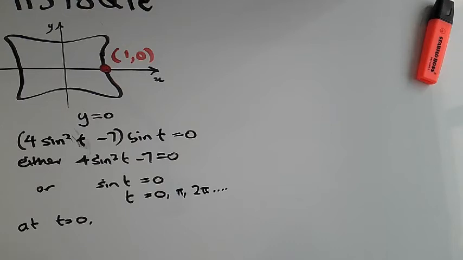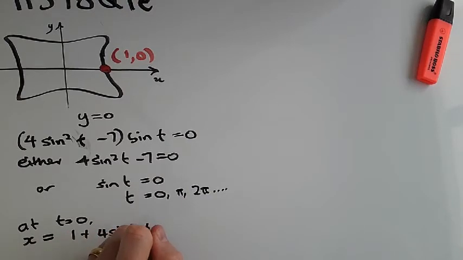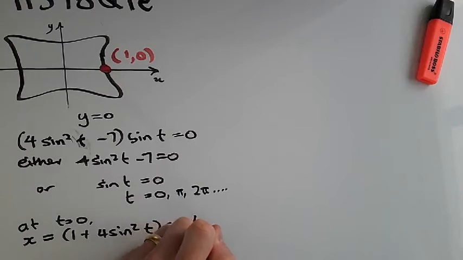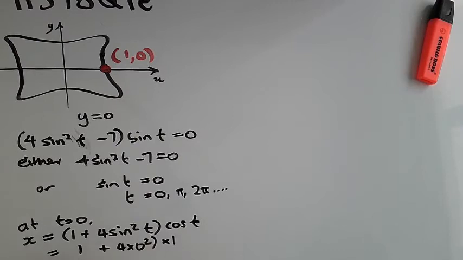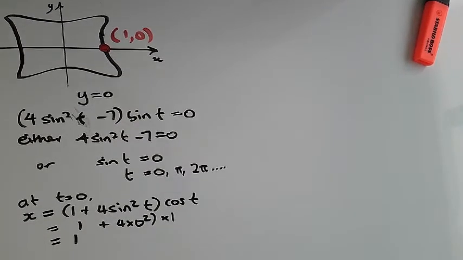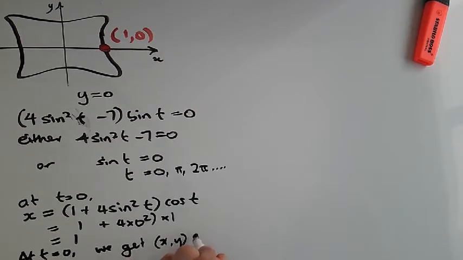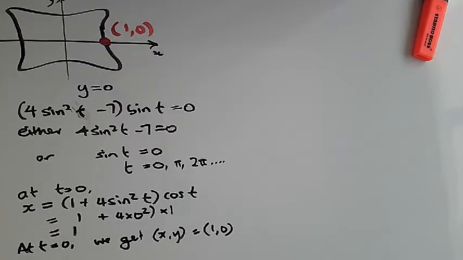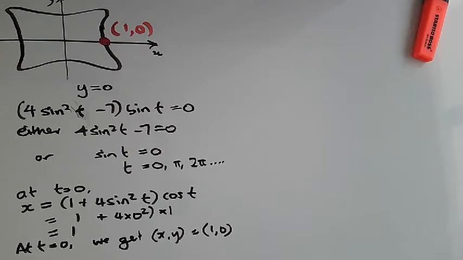At t equals 0, look at the x equation. x is 1 plus 4 sine squared t times the cos of t. That's equal to 1 plus 4 times 0 squared times 1, which is 1. So this is the point at t equals 0. We get the point (x, y) is (1, 0), so it's where we expected it to be.